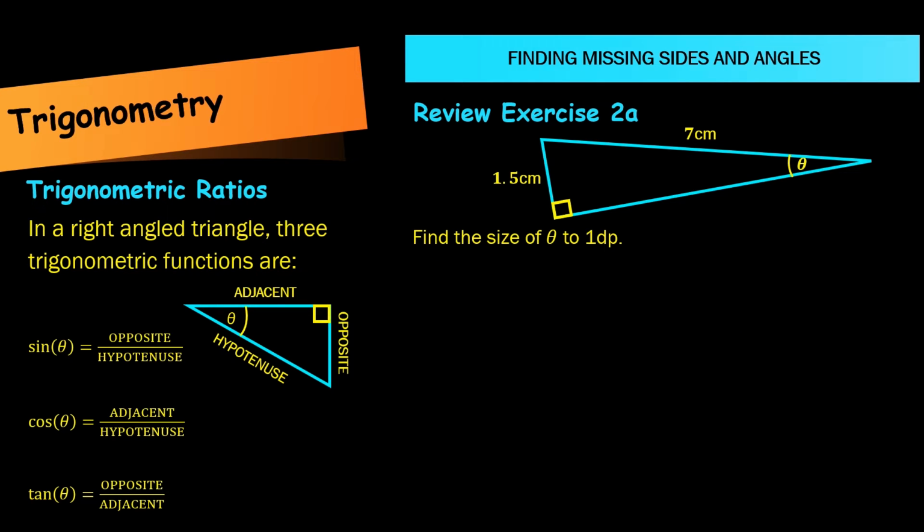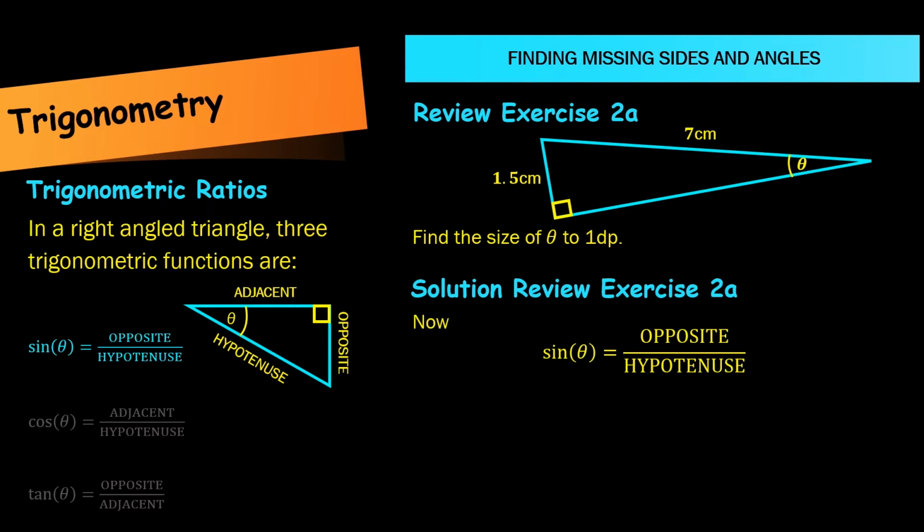And now for review exercise 2a. Find the size of theta to one decimal place in the given diagram. So in this situation, we have the opposite, which is 1.5 centimeters, and the hypotenuse, which is 7 centimeters. So when we solve, we need to use the formula sin theta equals opposite over hypotenuse.